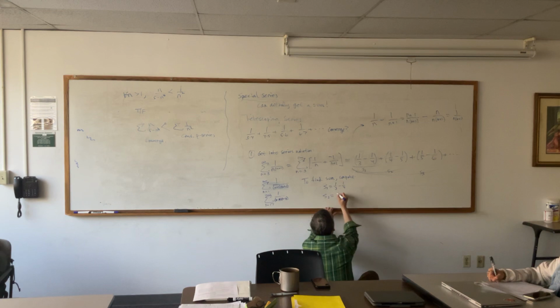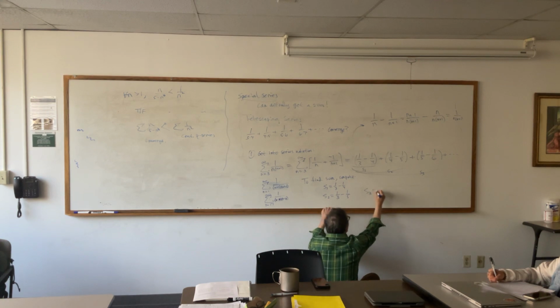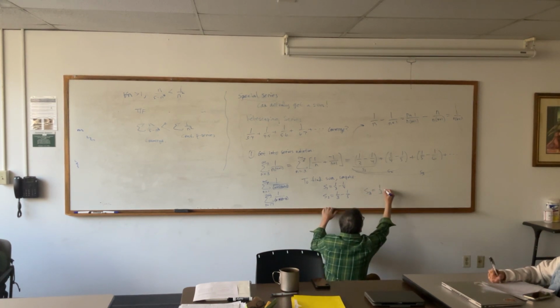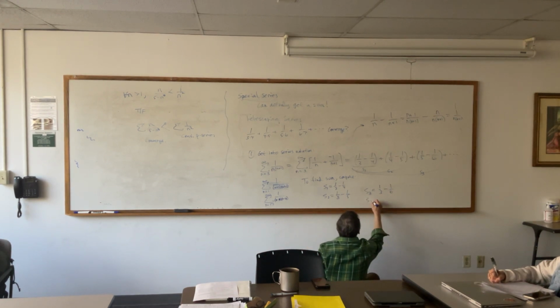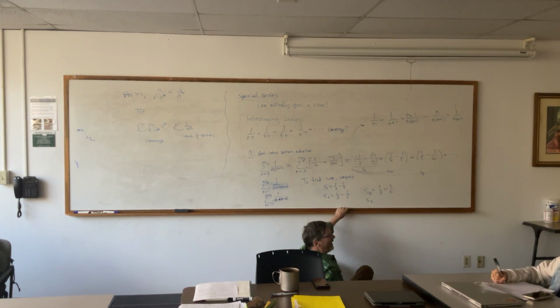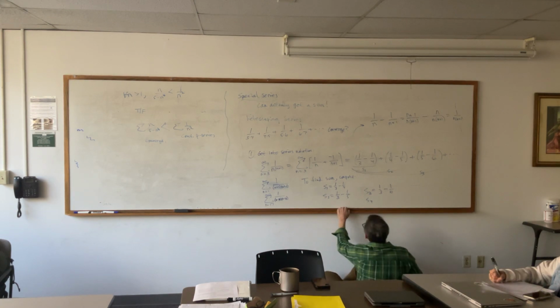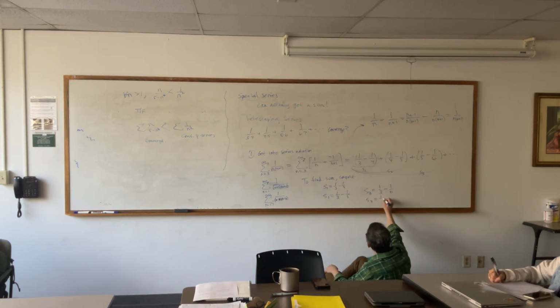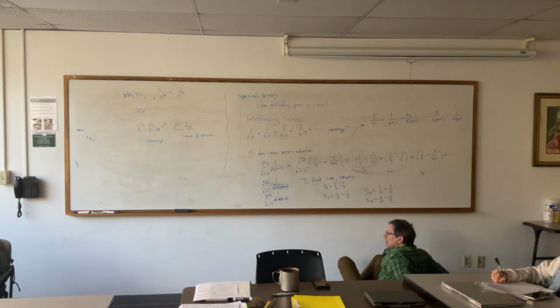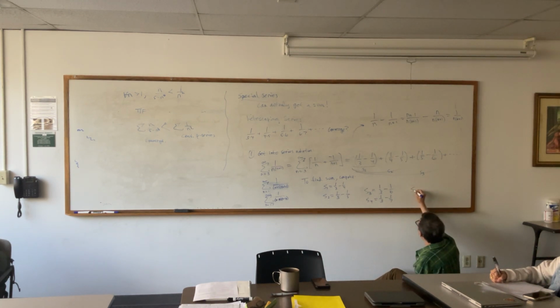I think you're thinking for something much deeper than I'm looking. Does that make sense? And then what's S sub 3? 1/3 minus 1/6. Are we starting to see a pattern here? What's S sub 4? Minus 1/7. Cool. What is S sub n?